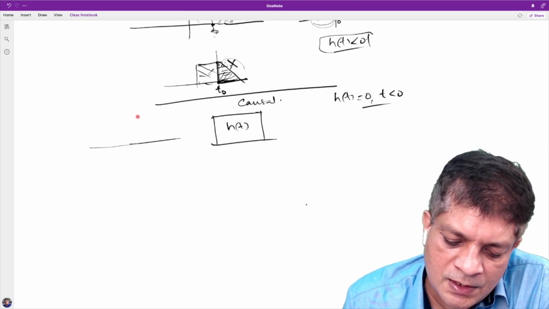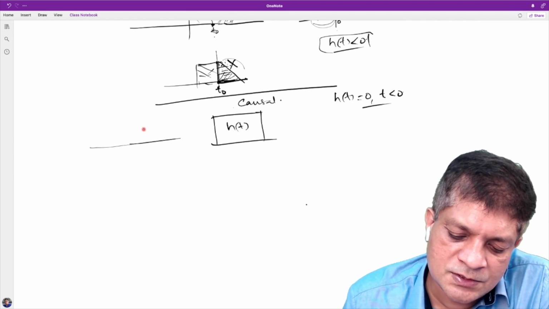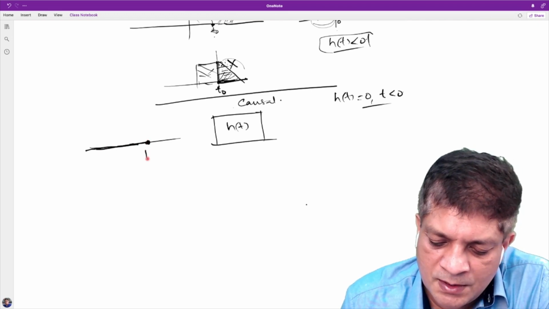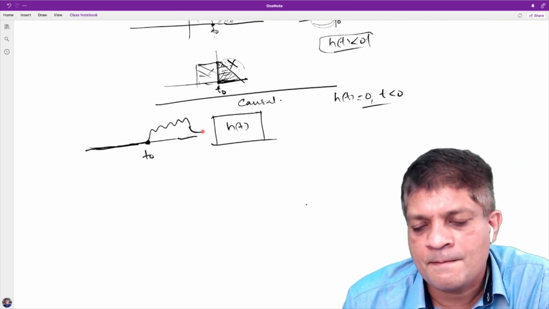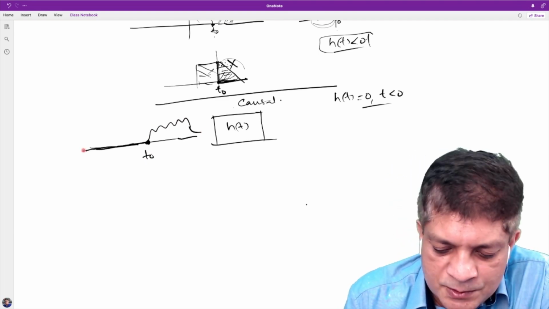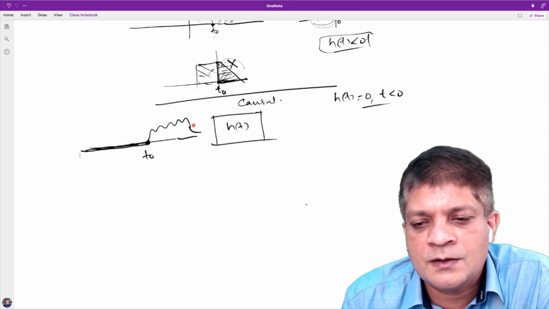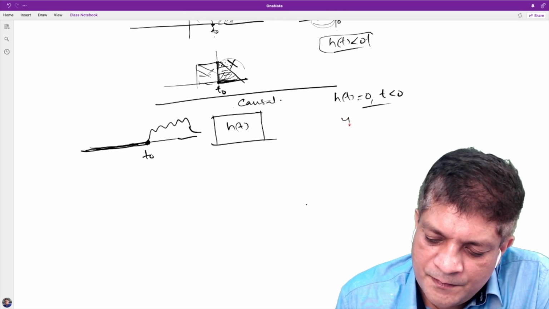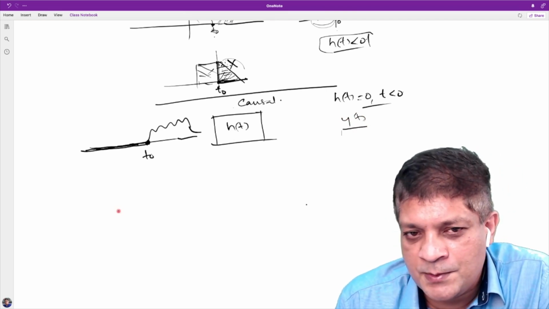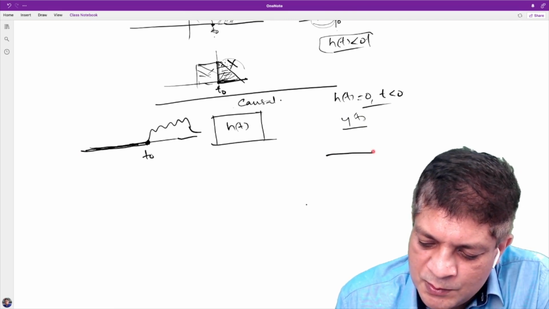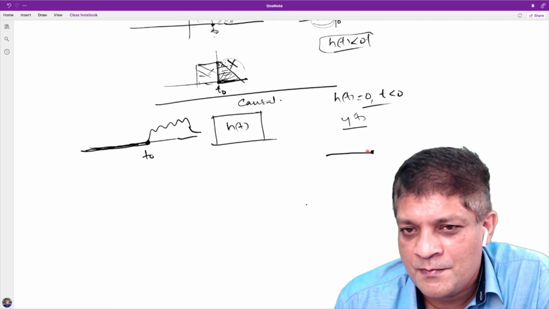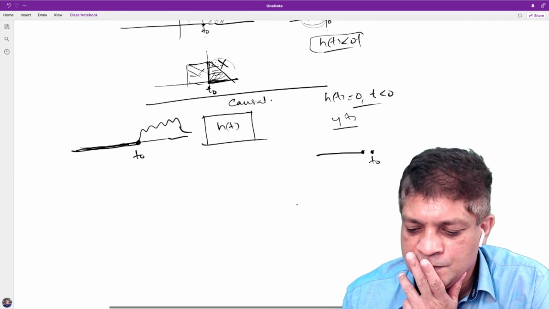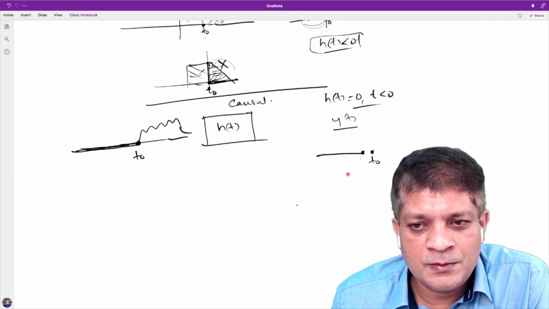Now suppose we are giving an input to the system, and the input is such that it is 0 up to some time instant t naught, and then some signal. Okay, the input signal is 0 up to t naught, then some signal. Now what about the output signal y(t)? Does it have the same property? The output is also 0 up to that particular instant of time t naught. Is it true? Yes. How can we prove that?